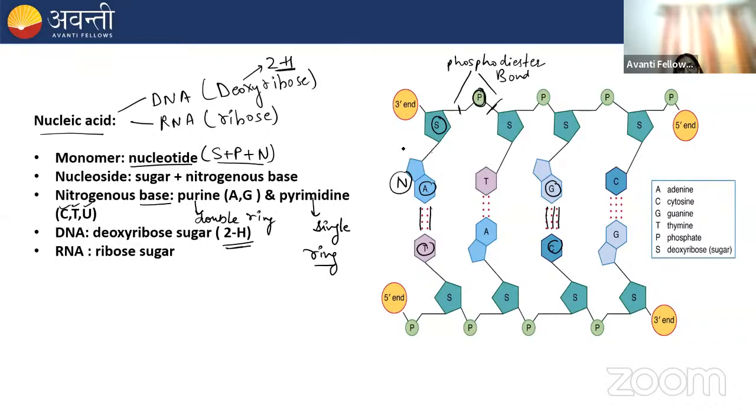Between the sugar and the nitrogenous base, this is a glycosidic bond. And the bond between the two nitrogenous bases is the hydrogen bond. Remember this.